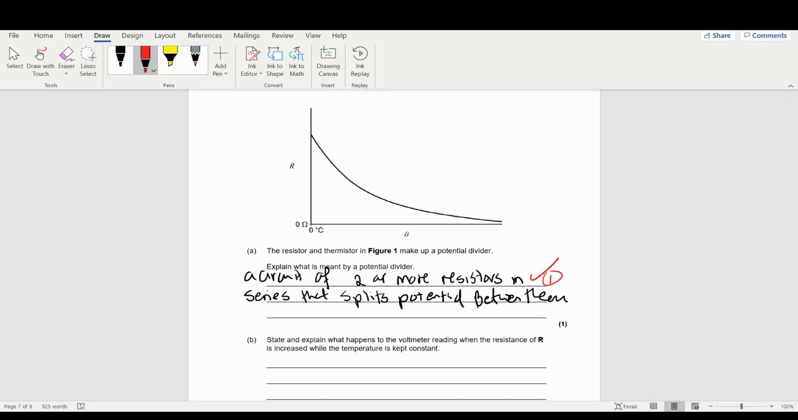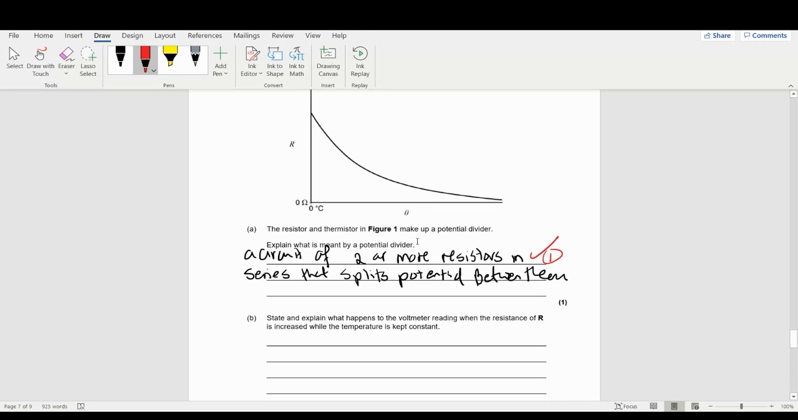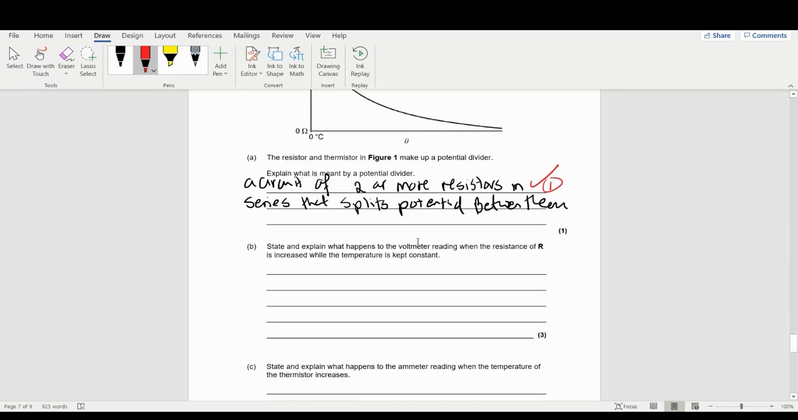So the exam board say a combination of resistors in series connected to a voltage source to produce it. They require reference to splitting, not dividing. So you must mention splitting. It doesn't divide the potential, it splits the potential. Now, explain what happens to the voltmeter reading when R is increased while the temperature remains the same. So 3 marks.